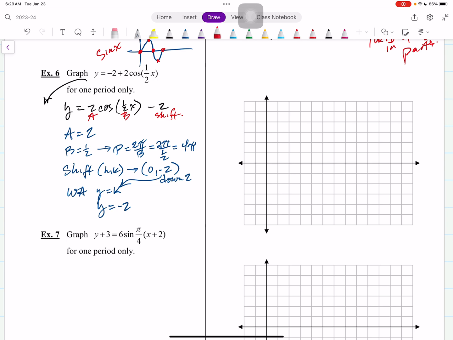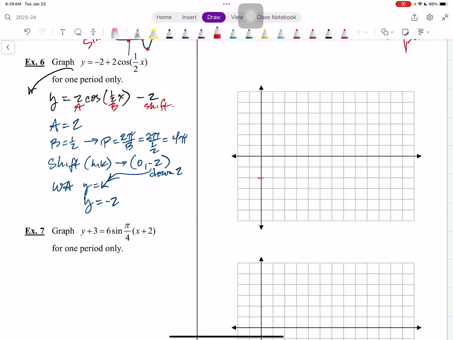So I'm going to start, let me see, so at negative 2, I'm going to draw my wave axis first. Here we go. It's going to oscillate above and below this right here. So that's y equals negative 2, your midline or your wave axis. And then my amplitude is 2. Okay, so I'm going to go up 2. So there's my amplitude. And I'm going to go down 2 using the amplitude.